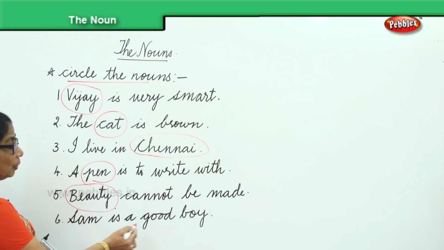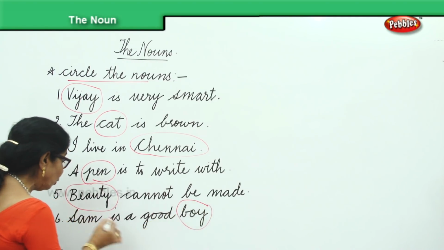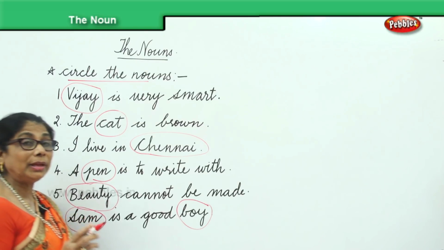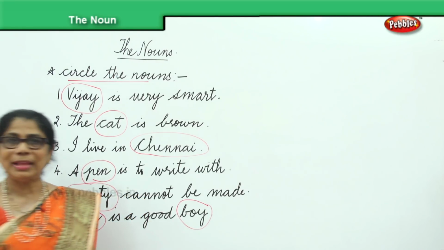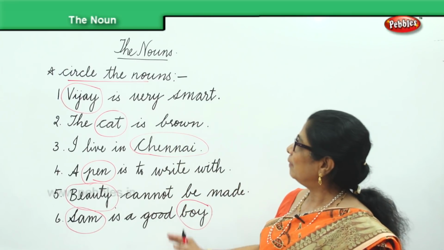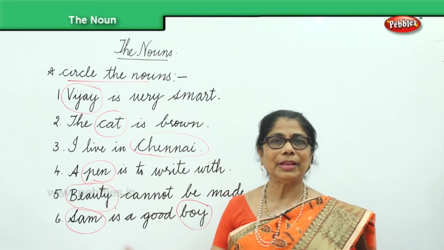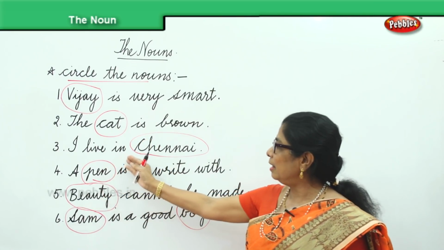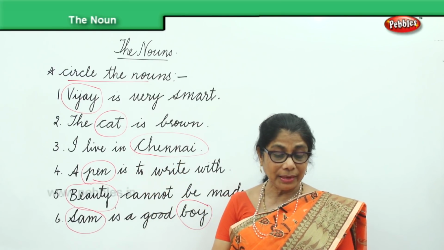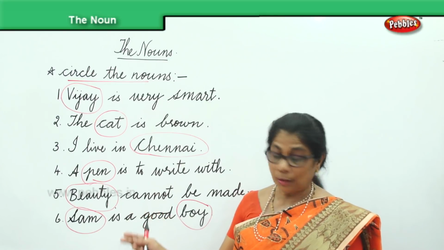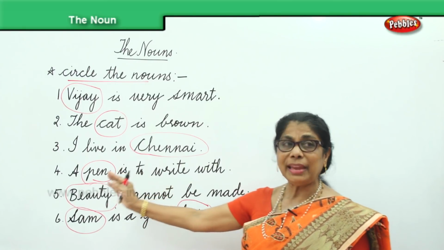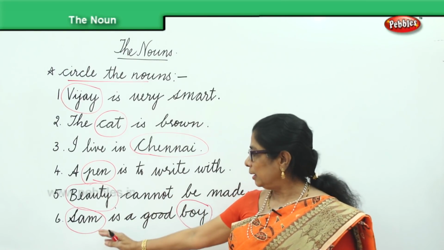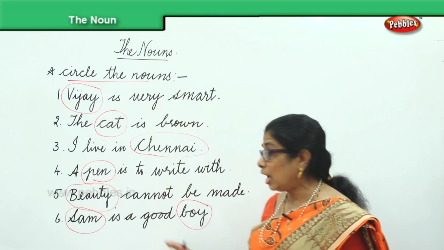Sam is a good boy. Boy is a noun. And also, Sam is a noun. Okay, now we are not going into what kind of noun. We are only looking at nouns in general. We've got six sentences here. Vijay is very smart. Vijay is the noun. The cat is brown. Cat is a noun. I live in Chennai. So Chennai is a noun. Pen is to write with. Pen is a noun. Beauty cannot be made. Beauty is a qualifying noun. Now, Sam is a good boy. Boy is a noun, Sam is a noun.